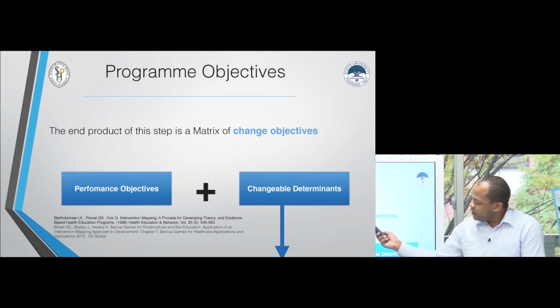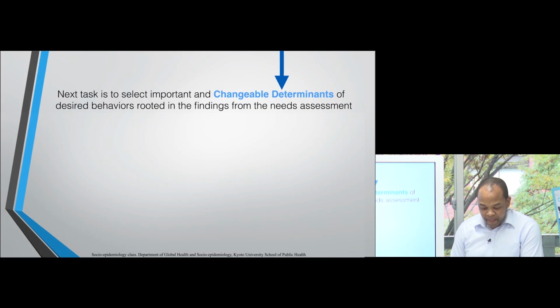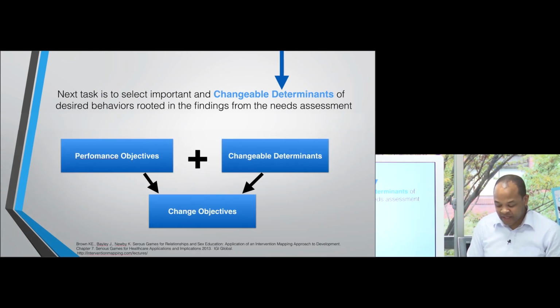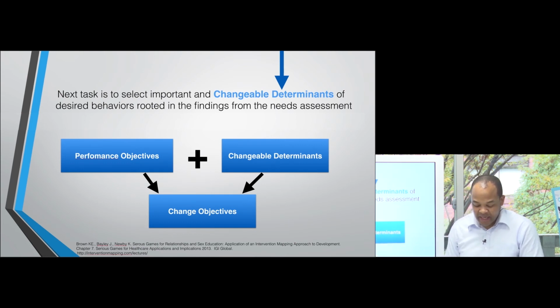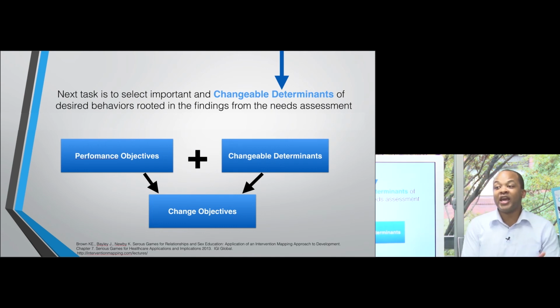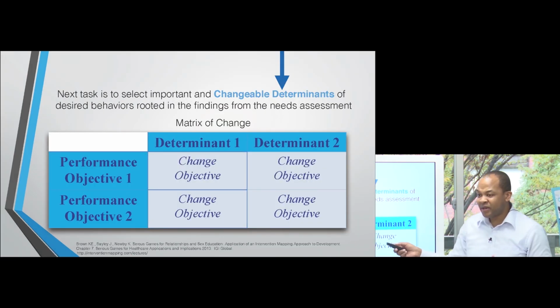And then next, in the changeable determinants, the next task is to select important and changeable determinants of described behaviors rooted in the findings from the needs assessment. So, for example, you have the performance objectives and you have the changeable determinants. These both come together to make up the change objectives of the intervention. So you use a matrix to do this, and this is called the change matrix.